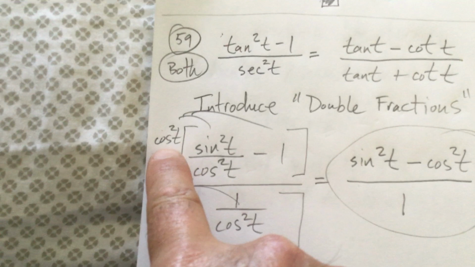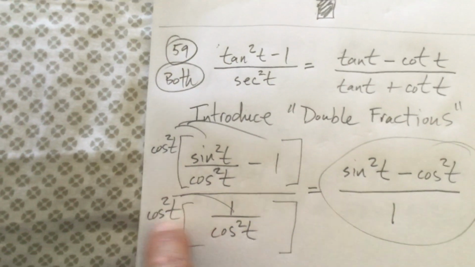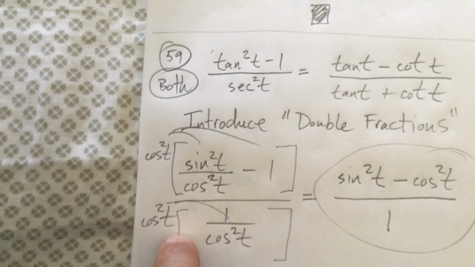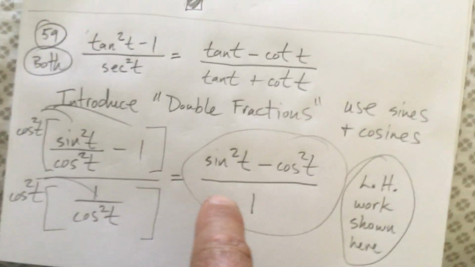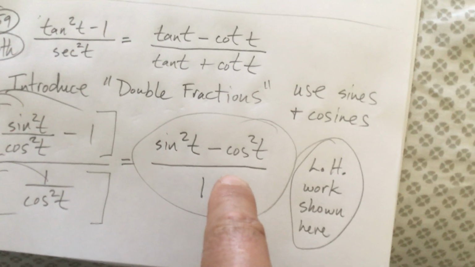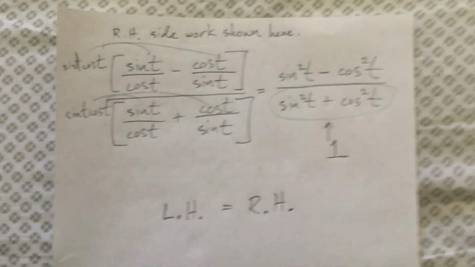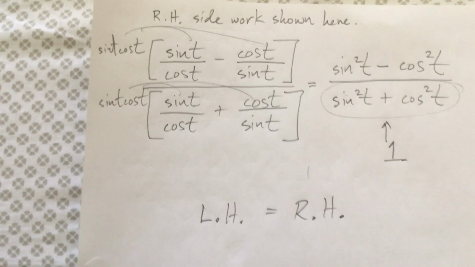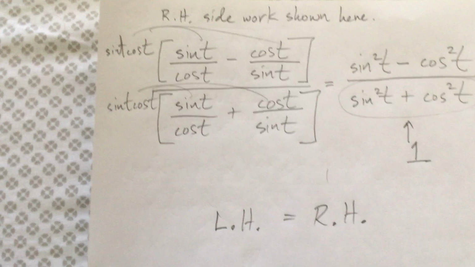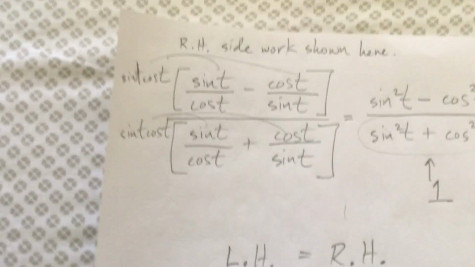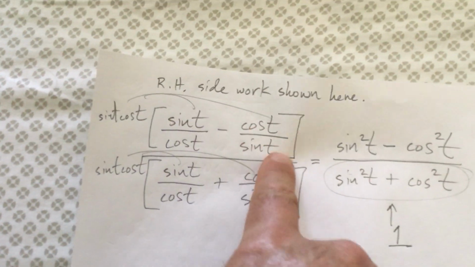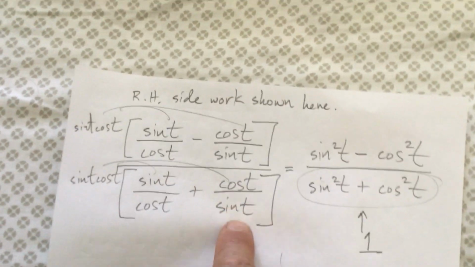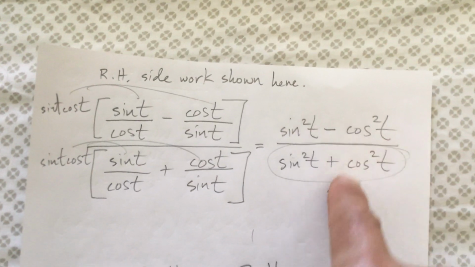If you're going to do this, show me this step. Don't leave it out. Don't let me guess. You write it in. What happens then, I get it to look like that. Well, guess what? My right-hand side, I took the original problem and I wrote it with sines and cosines. I canceled out the double fraction look, and I got it to here.